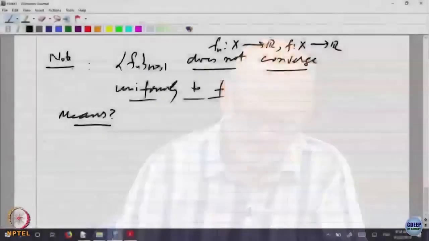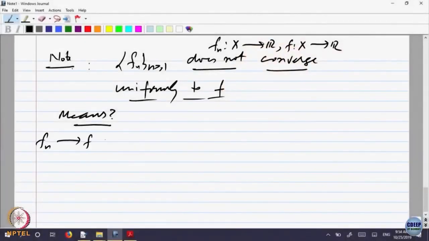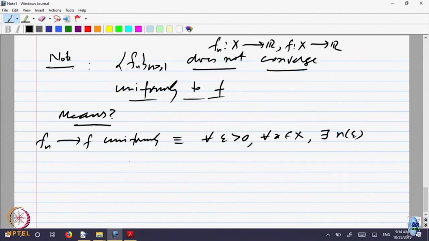So let us write once again: f n converges to f uniformly was equivalent to saying for every epsilon bigger than 0, there exists a stage n epsilon such that |f n of x minus f of x| is less than epsilon for every x belonging to X and for every n bigger than n epsilon.